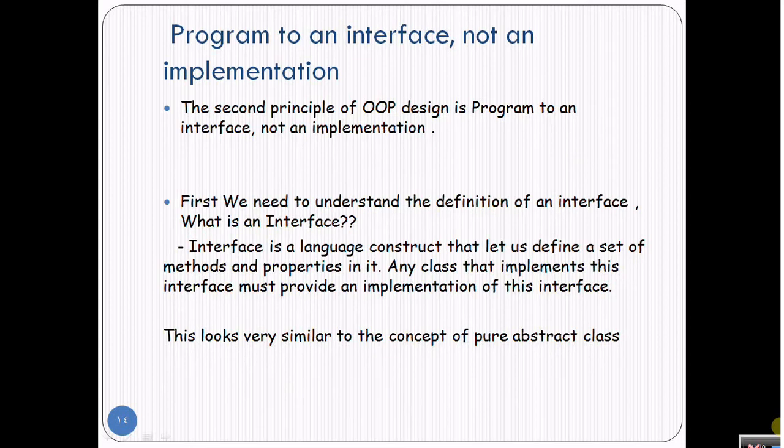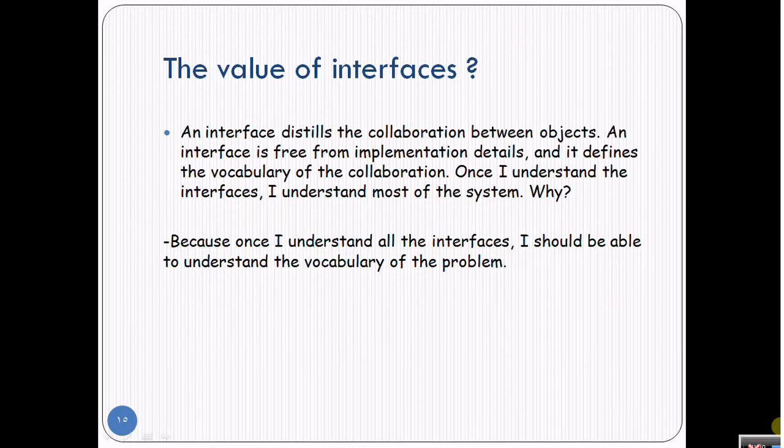Program to an interface, not an implementation. This is the second principle of OOP design. First, we need to understand the definition of an interface. An interface is a language construct that lets us define a set of methods and properties in it. Any class that implements this interface must provide an implementation of this interface.